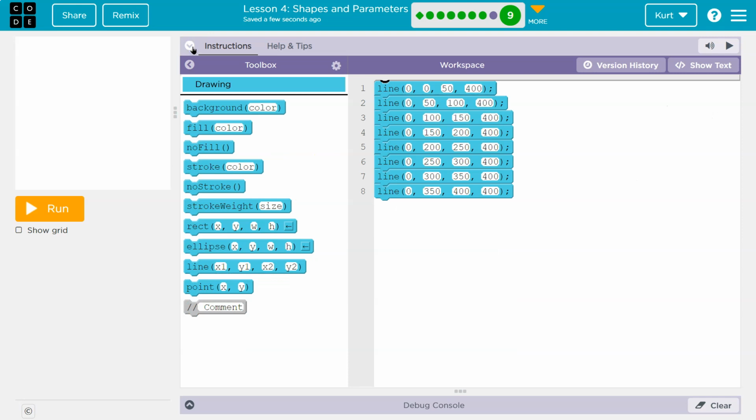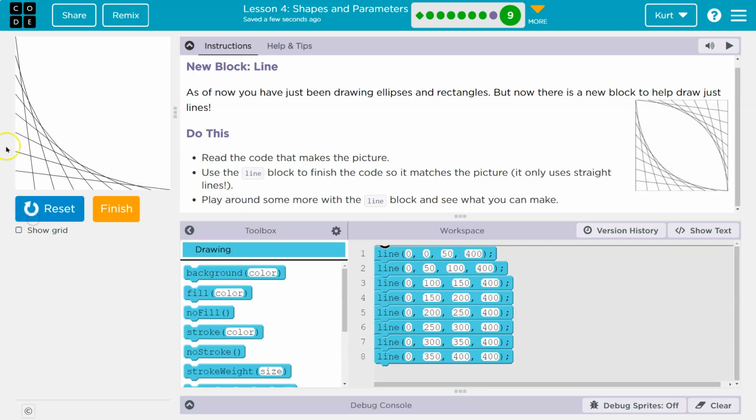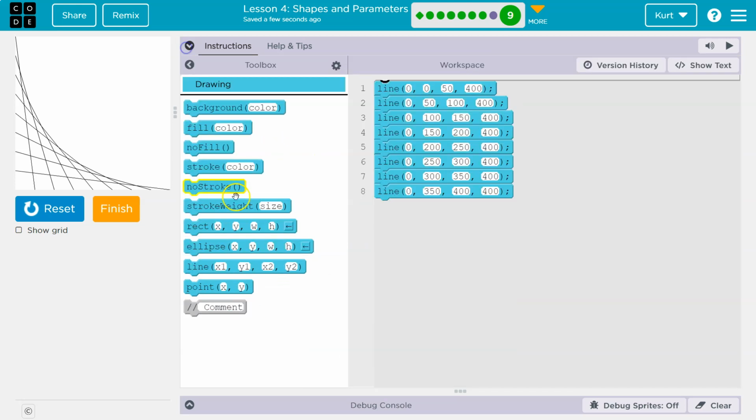Alrighty. So it only uses straight lines. What do we have so far? Oh, they gave us half of it? Well, that could be pretty helpful. So if they gave us half of it, let me check out what line does. So line has x1, y1, x2 and y2. Right, so it would have 2 points. Okay.